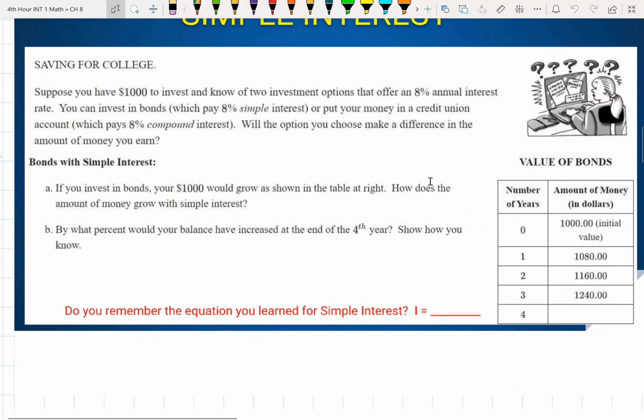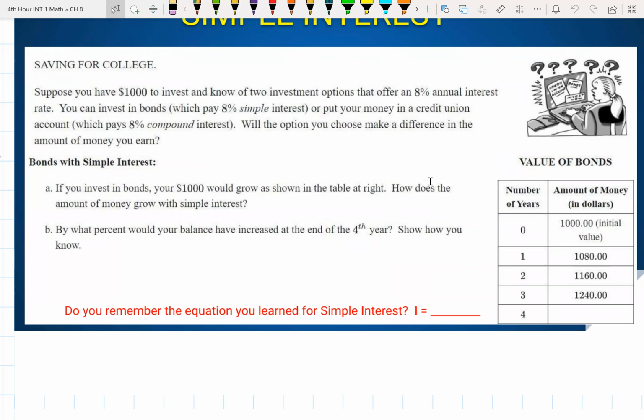Suppose you have $1,000 to invest and you know of two investment options that offer an 8% annual interest rate. You can invest in bonds, which pay 8% simple interest, or put your money in a credit union, which pays 8% compound interest. Will the option you choose make a difference in the amount of money you earn? Part A, if you invest in bonds, your $1,000 would grow as shown in the table at the right. How does the amount of money grow with simple interest?